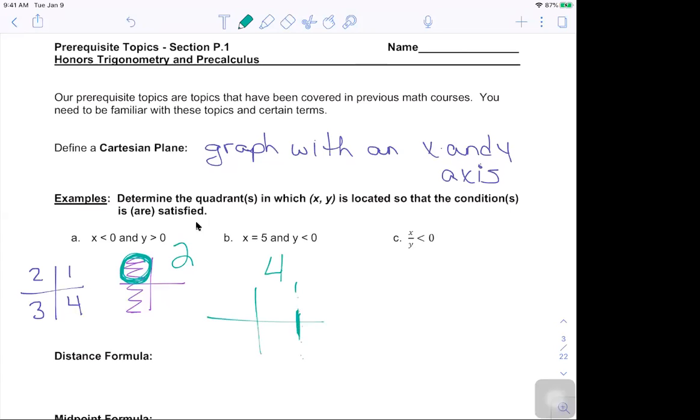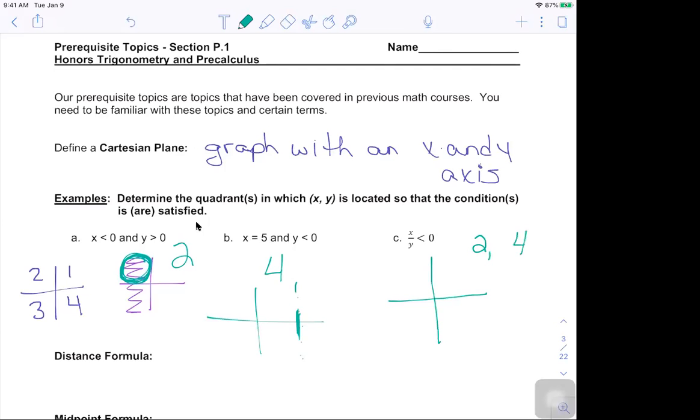The last one, this one's a little trickier. We want x divided by y to be less than 0. So think about that. Why would a fraction be less than 0? What has to happen if a fraction is less than 0? Peter, what do you think? It could be in quadrant 2, 3, or 4. So he said 2, and I heard something else, 4. And then 3 as well.